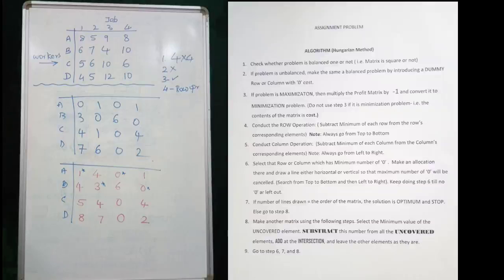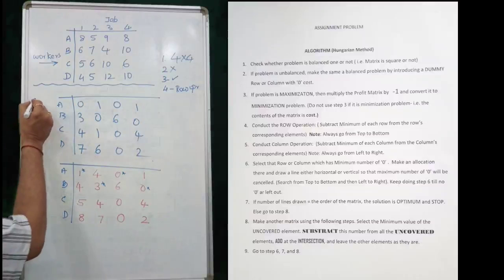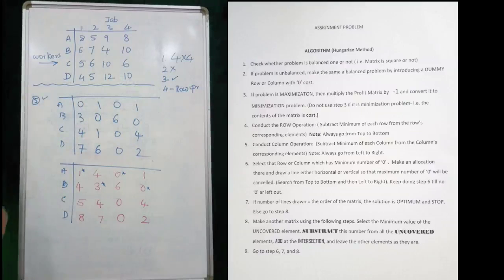So I have completed the column operation. What is the number of the column operation? That is number 6. Now I have done the row operation and the column operation, so step number 5 has been completed. Now what do I do? I go to step number 6. What does step number 6 tell me? Step number 6 tells me to select the row or column which has the minimum number of zeros, make an allocation there and draw a line horizontally or vertically to cancel the maximum number of zeros.